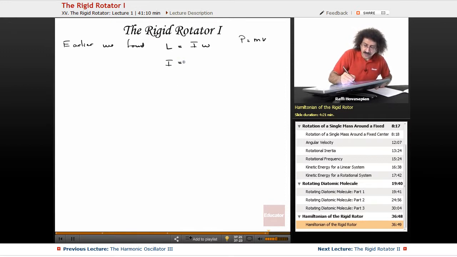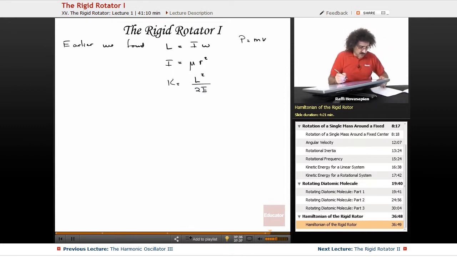And we also found that the rotational inertia is now the mu times the r squared. And we also found that kinetic energy is equal to angular momentum squared over twice the rotational inertia. So very, very important relationships for rotating systems.